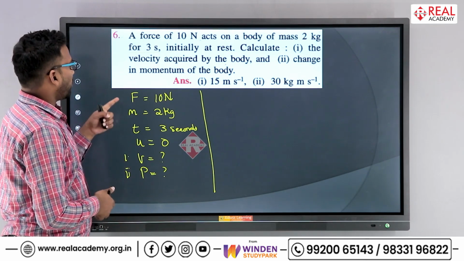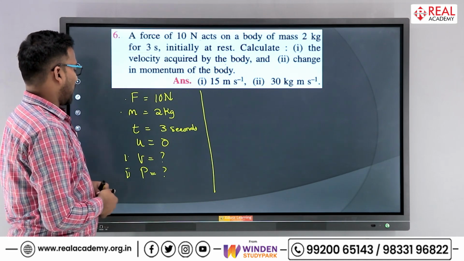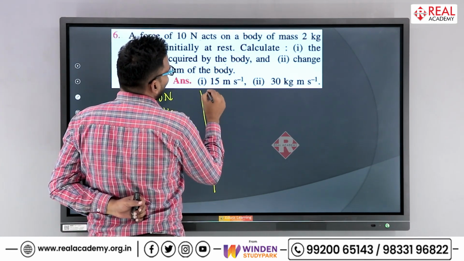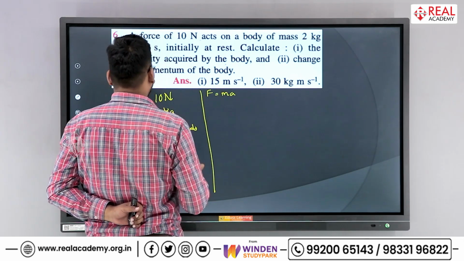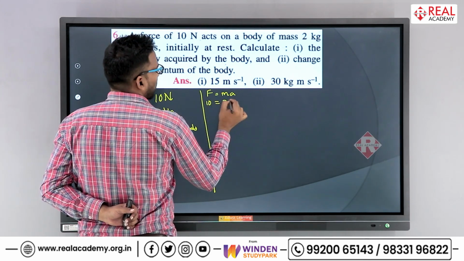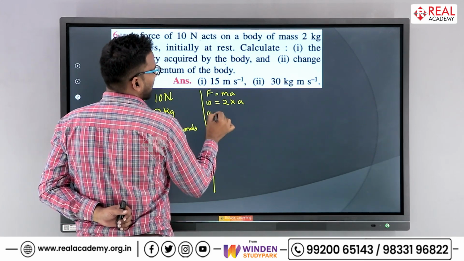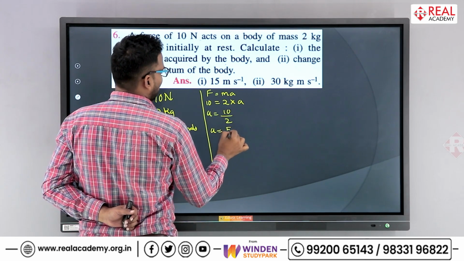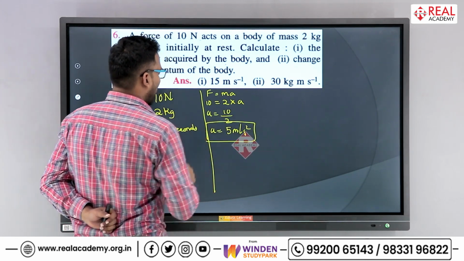For the required velocity of the body, how can we go? We do have force, we do have mass, we don't have acceleration. So let us first try to find acceleration. By the second law, F is equal to ma, right? Force is 10 Newton and mass is 2 kg. By this we can find acceleration. So acceleration is 10 by 2. That means acceleration is 5 meter per second square, right?